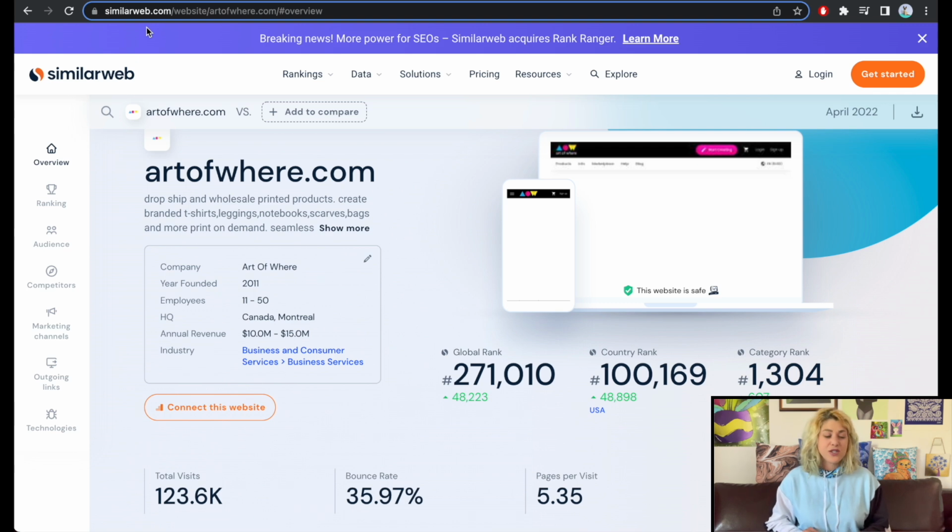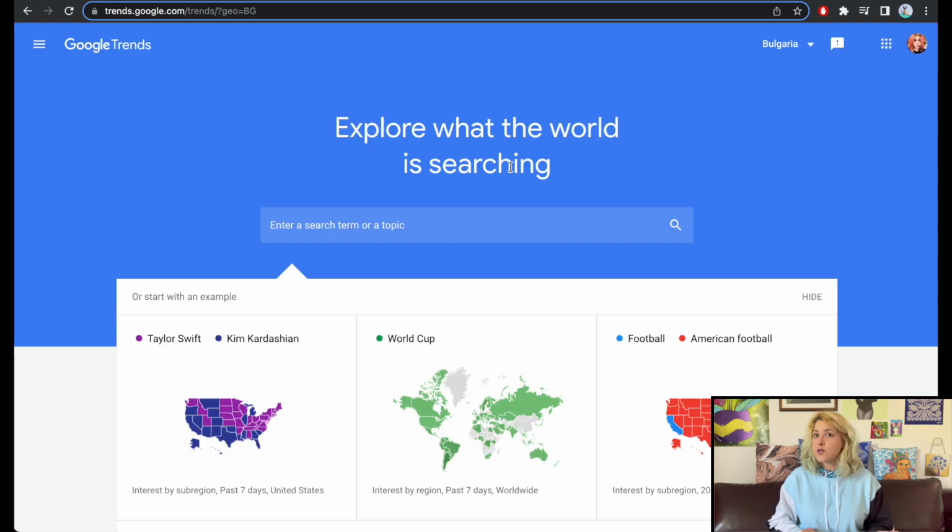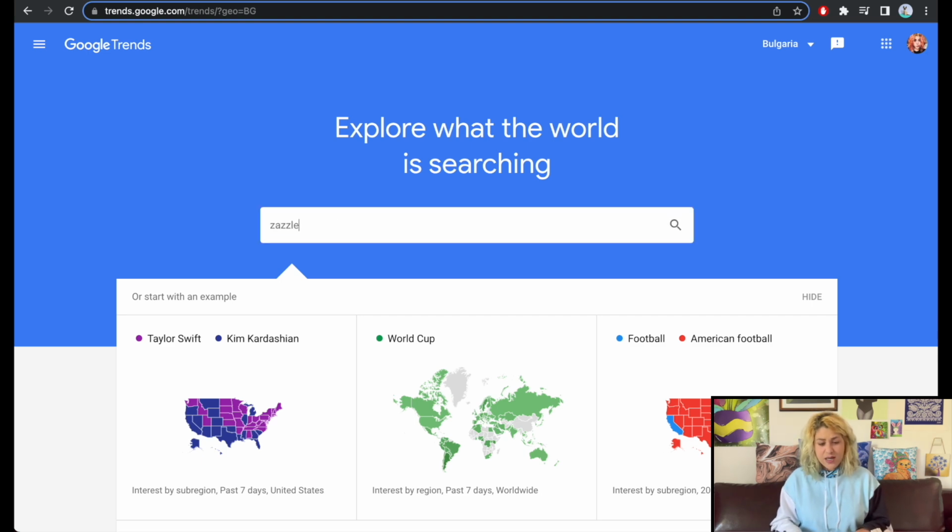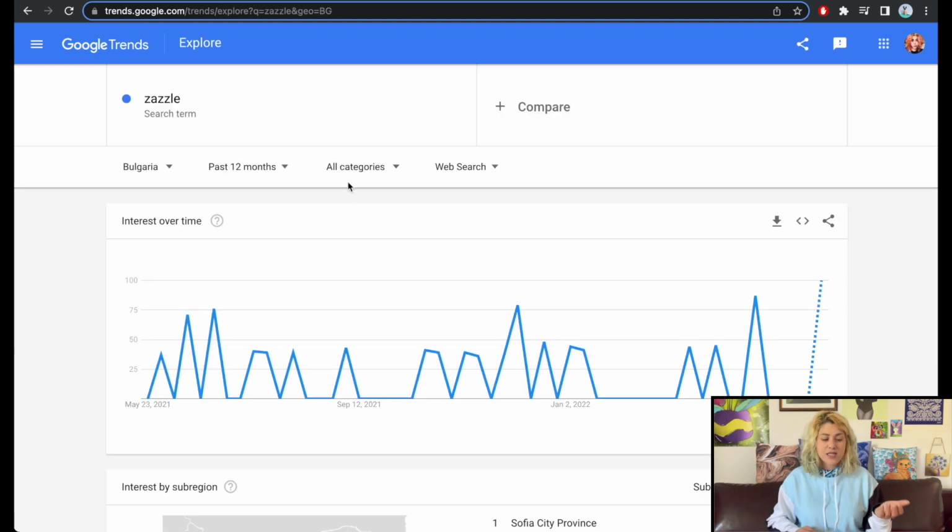The next tool that I want to show you is called Google Trends. It's a pretty cool, awesome free tool that you can use to find out what's trending anywhere in the world and pretty much at any time. And what I'm going to do is start by typing in Zazzle, because that's what I want to check.